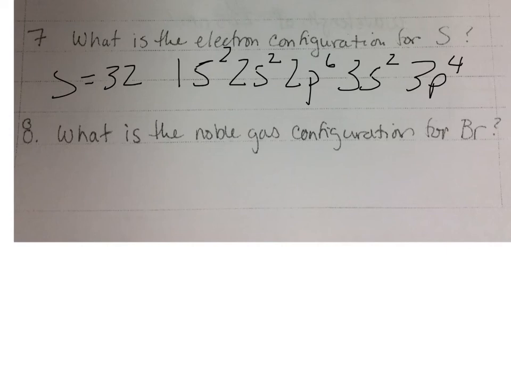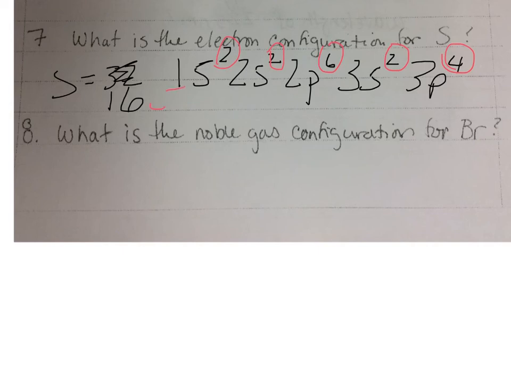I'm sorry, it's not 32. It's 16 electrons. Sorry. So what you're going to see here is that we have a total of 2 plus 2 is 4, plus 6 is 10, plus another 2 is going to give us 12, plus another 4 is 16. So we have a total of 16 electrons.